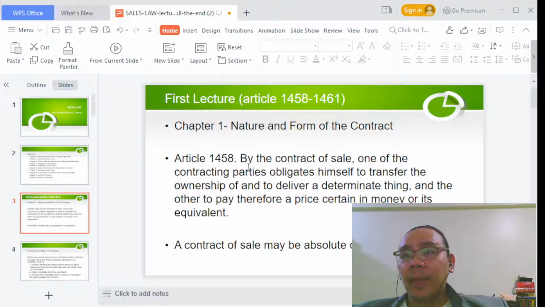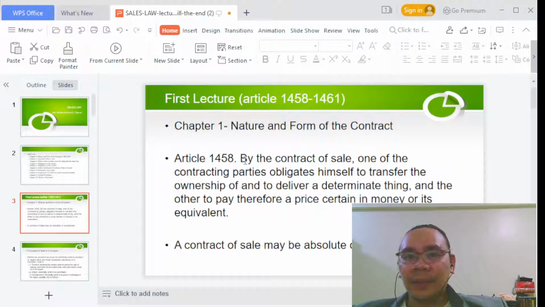Article 1458 provides that by the contract of sale, one of the contracting parties obligates himself to transfer the ownership of and to deliver a determinate thing, and the other to pay the price certain in money or its equivalent. When you read it, it's quite a mouthful actually, but when you study law, you should always read it by segments, okay? The secret to becoming a lawyer would be just read it one word at a time, one phrase at a time, one sentence at a time, one paragraph at a time, one page at a time. So you have to take baby steps.